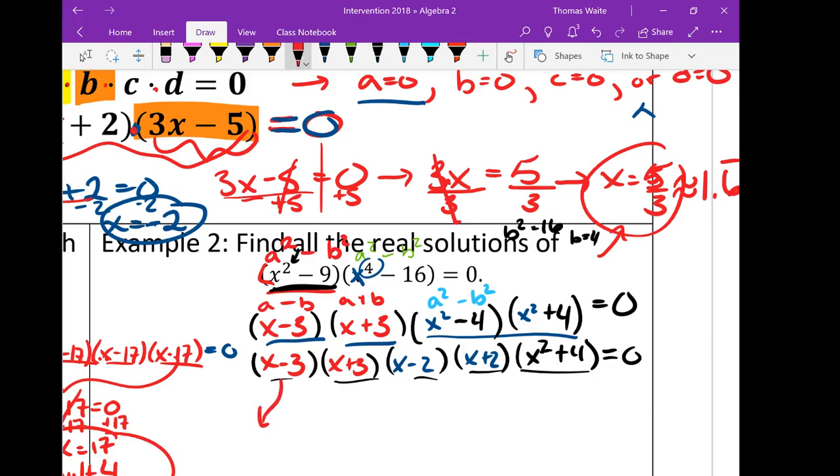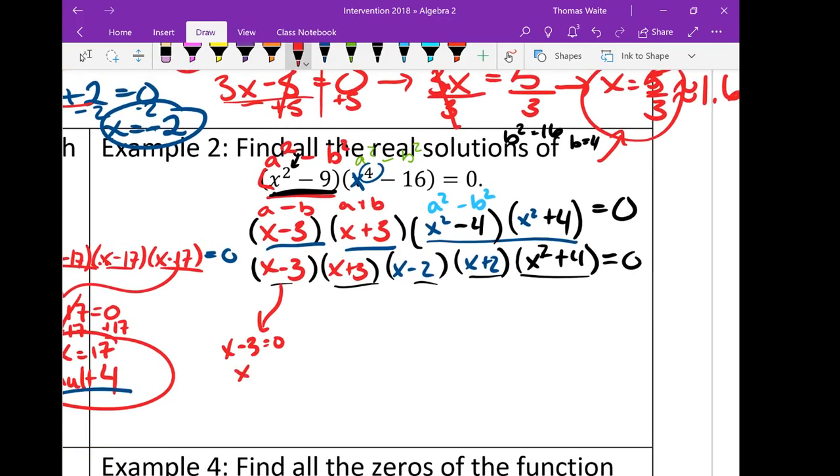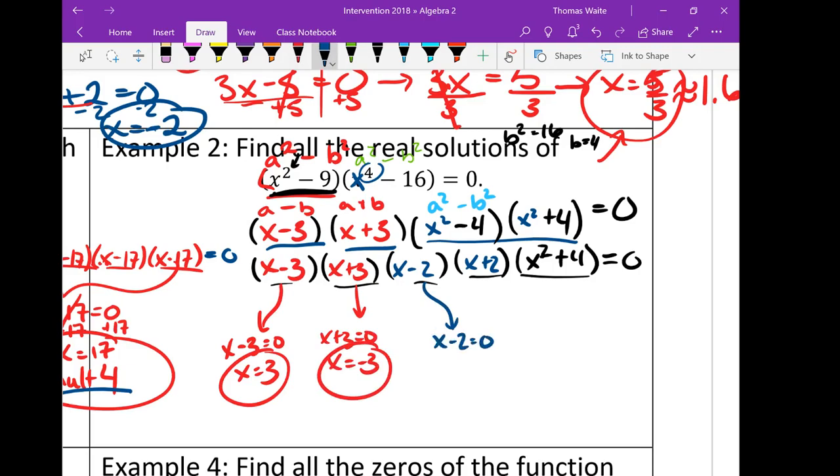First of all, from this one, x minus 3 equals 0. If I solve that, that's just going to be x equals 3. So that's one of our solutions. Let's do it again here. x plus 3 equals 0. x equals negative 3. That's a second solution. x minus 2 equals 0, so x equals 2. And then x plus 2 equals 0, so x equals negative 2. Ooh, I always do that. Those would be our solutions.